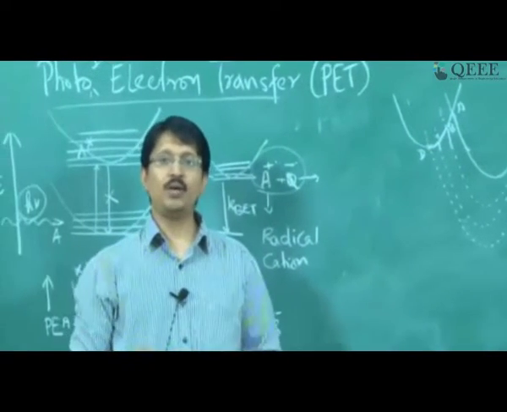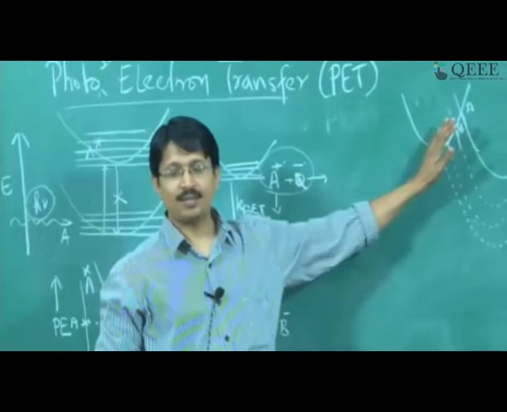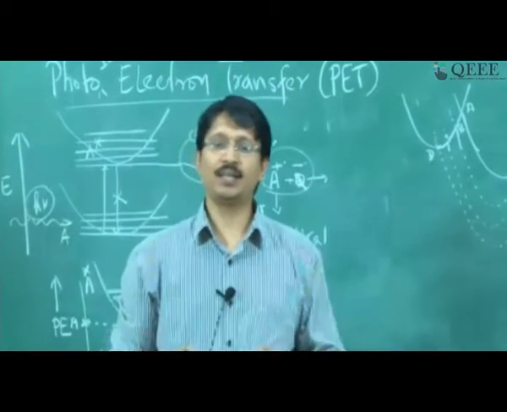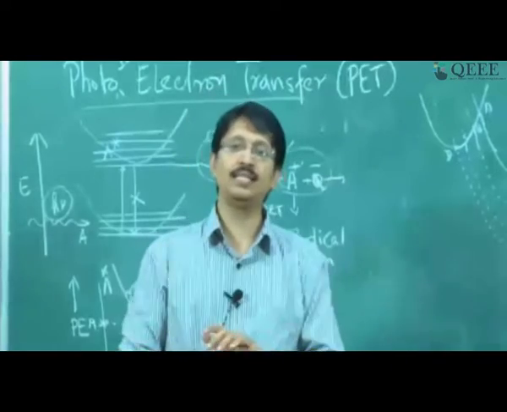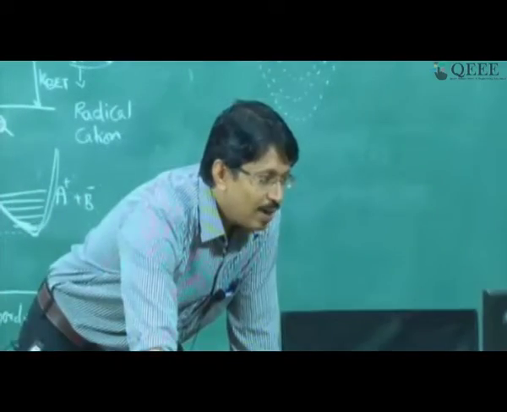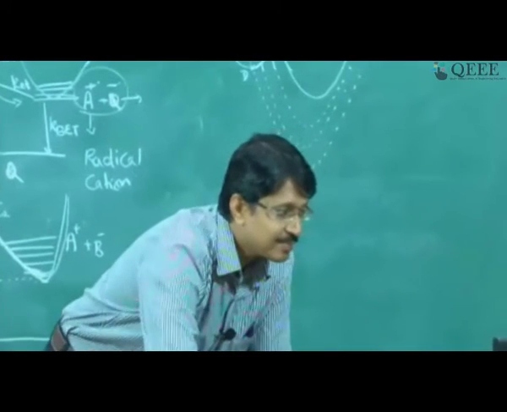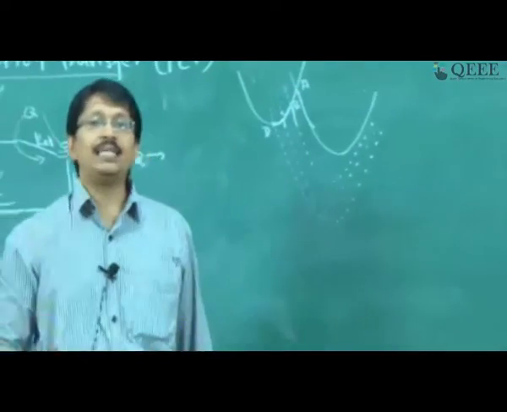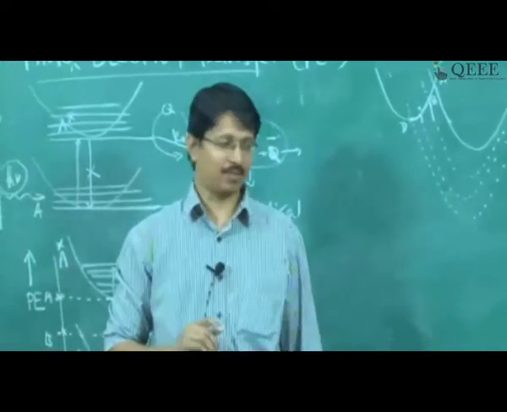I want you to comment on the rate of this electron transfer. Arrange it in the order of increasing rate of electron transfer. A, B, C, D. What is the order of increasing rate? 30 seconds. So one college says DCBA. Is it the increasing order of rate? The speed with which the process happens.